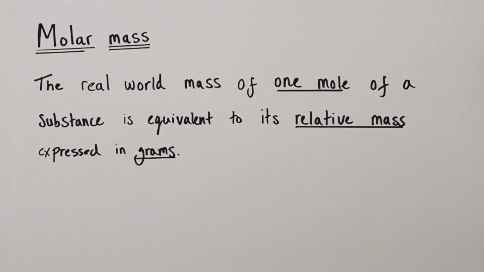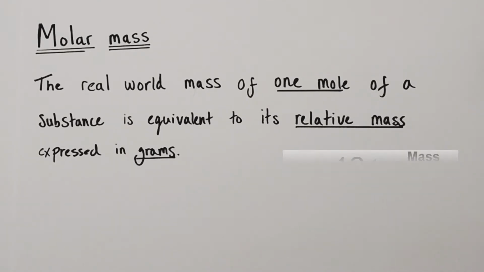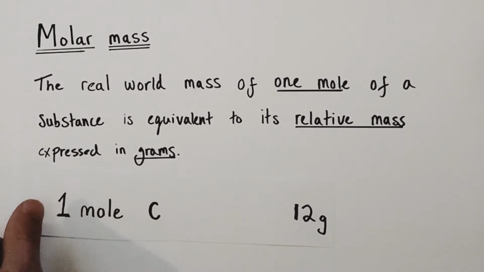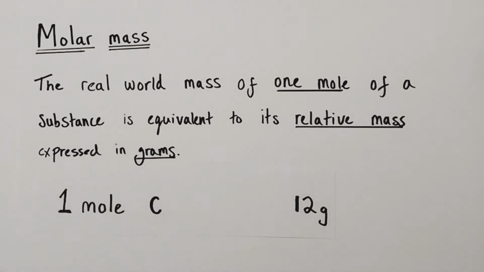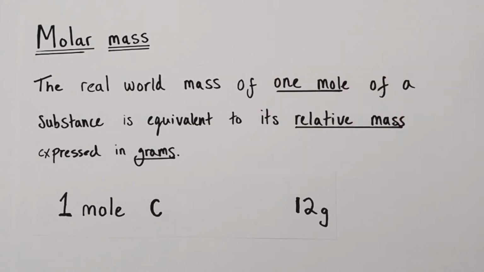So if you look at the periodic table and find the relative mass or mass number of carbon, you'll find that it is 12. And therefore, according to this definition, 1 mole of carbon atoms would possess a mass of 12 grams. And if you measure 1 mole of carbon, it does possess a mass of 12 grams. So these are real world values. So now I have a question for you. What would be the mass of 2 moles of carbon?